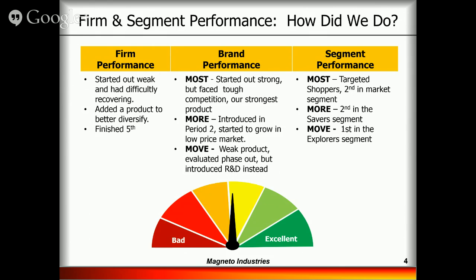Now, had the class lasted longer, I think there would have been a good opportunity to catch up. But leaving the 6th period, I made some improvements, but still a long way to go. So overall, how did we do? Well, we finished in 5th place. Most started out strong, but faced some tough competition. More was introduced in the 2nd period and didn't have the brand awareness that I needed right away. So even going into the 6th period, I'm still growing the brand awareness.